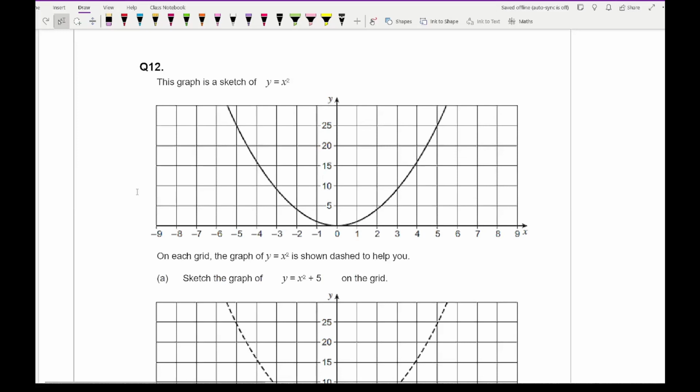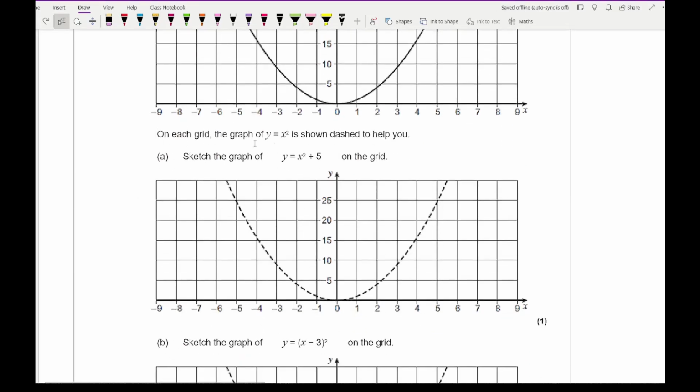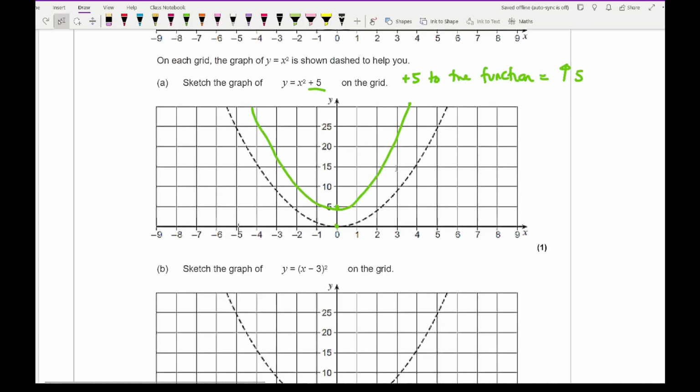Then moving on to our very last question, it says this graph shows a sketch of y equals x squared. On each of the grids, the graph of y equals x squared is shown by a dashed line, and the first question is asking to sketch y equals x squared plus 5. So here we're adding 5 to the function, and when we're adding 5 to the function, we need to move it up 5 places. So this point here, which is the peak, is now going to be at this point here, and everything else is just going to get shifted. So what it then becomes is something that looks like that. Doesn't need to be accurate, just needs to be the correct shape.